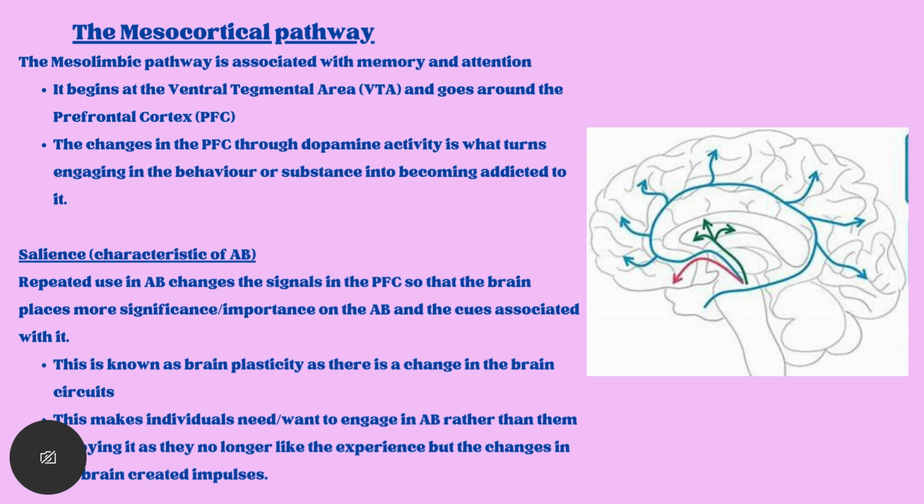becoming addicted to it. So salience, this is a characteristic of addictive behaviour where it will become everything to that person. That addict, everything that is important to them is the addictive behaviour. Their attention, everything is focused on that addictive behaviour. So repeated use in addictive behaviour changes the signals we receive in our prefrontal cortex. And because we're receiving that signal all the time, the brain thinks, well, this is important. So it places more significance on that addictive behaviour and any cues associated with it.